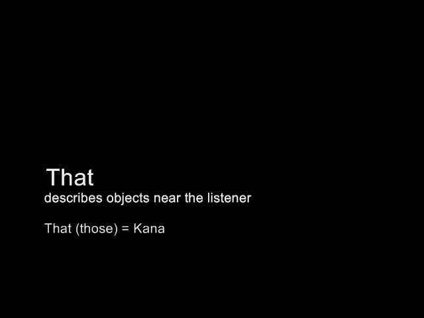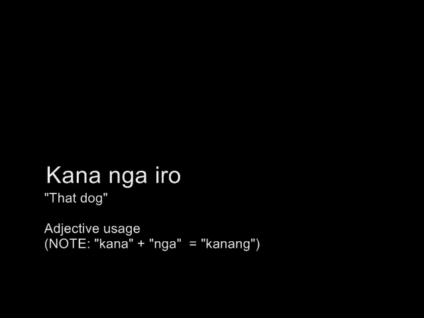Alright, so let's go over the next word, which is that. This is used to describe objects that are near the listener. In Cebuano, that is kana, both the pronoun and adjective. So for example, wala kana. Kana nga iro. Kana nga babae.